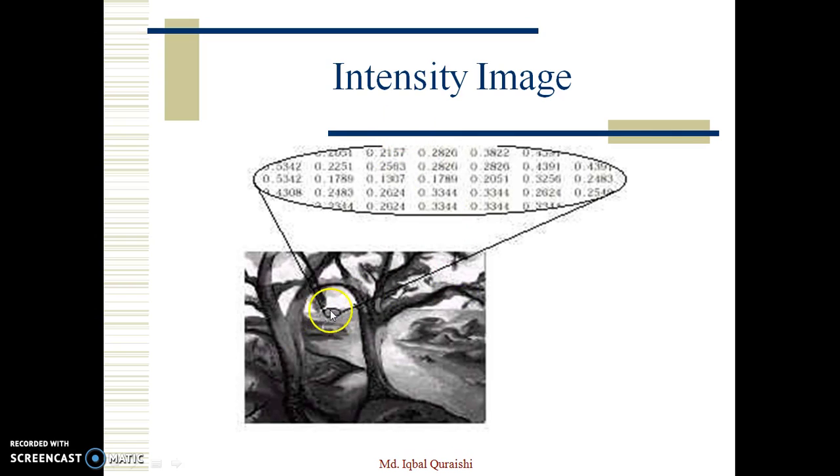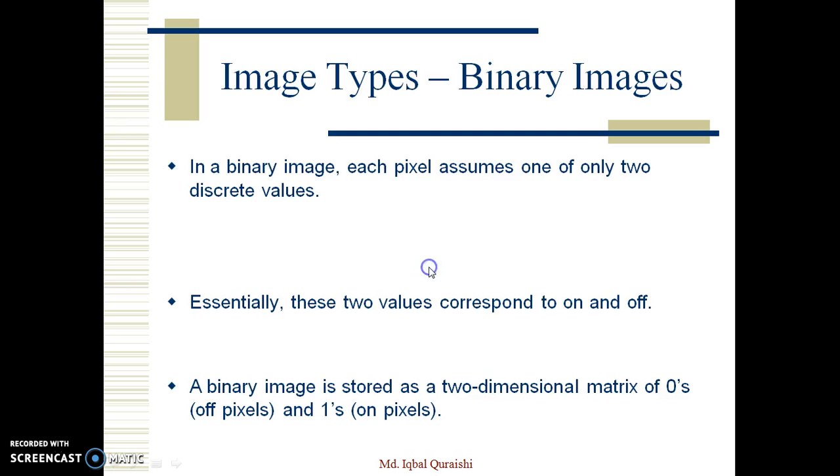Now come to the intensity image. In an intensity image, the value of each pixel is between 0 and 1, or may be considered as between 0 and 255. These are the pixel values, and for each pixel the value lies between 0 and 1. So 0 is black and 1 is white, and all other values are in between. So it is basically a grayscale image.